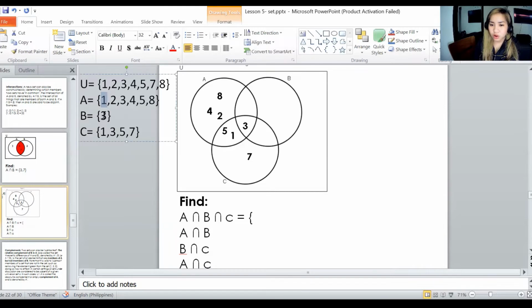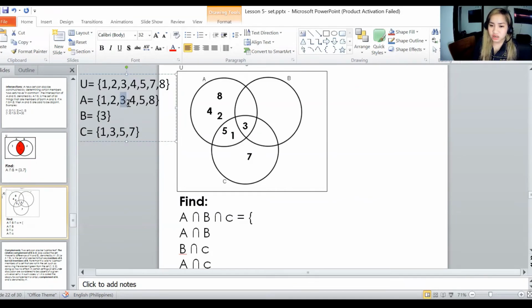Yan. Again, sa 1 po, wala po tayong 1 sa B or hindi nag-intersect yung 1 natin dun sa set B or hindi nag-intersect sa set A dun sa set B. Yan. Hindi na po kasama yung 1 sa final answer. Yung 2 po, wala rin kay B, wala rin kay C. So, hindi nag-intersect yung, yan, ito po yung intersection sa gitna. Hindi po nag-intersect si set A sa set B, tsaka sa set C. Hindi po nag-intersect si element 2 sa set B, tsaka sa set C.